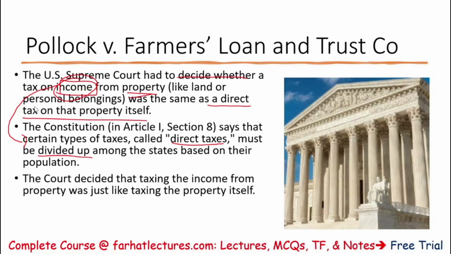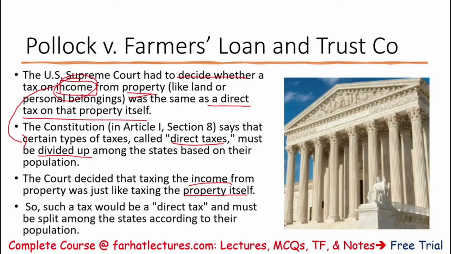The court decided that taxing income was unconstitutional, just like taxing the property itself, because citizens were paying more relative to the population in that state. So such a tax would be a direct tax and must be split among the states according to their population. Therefore, the income tax was repealed.